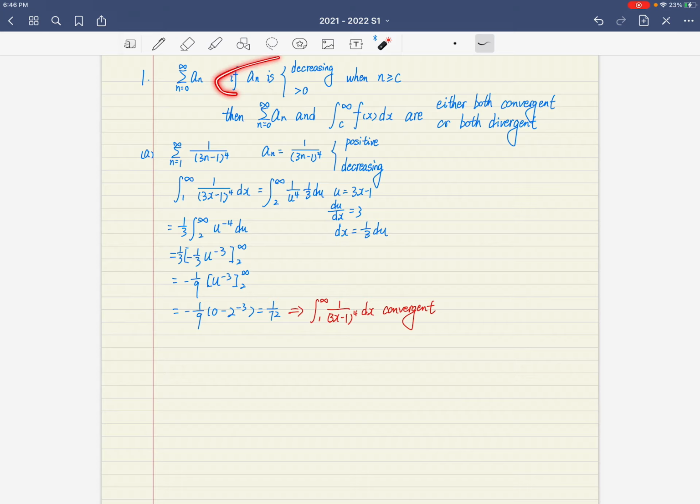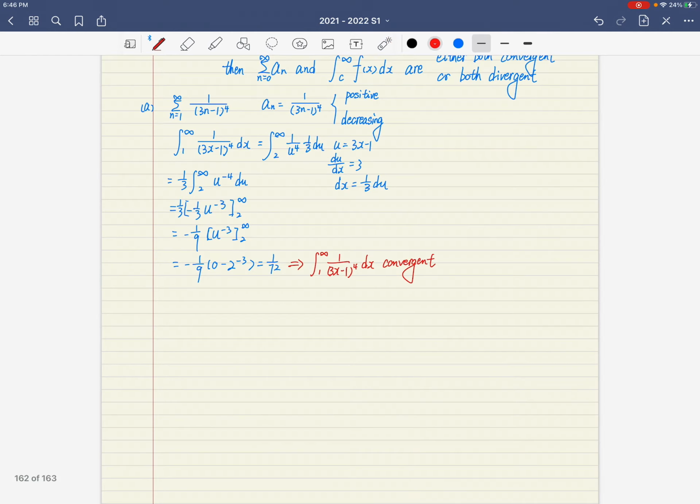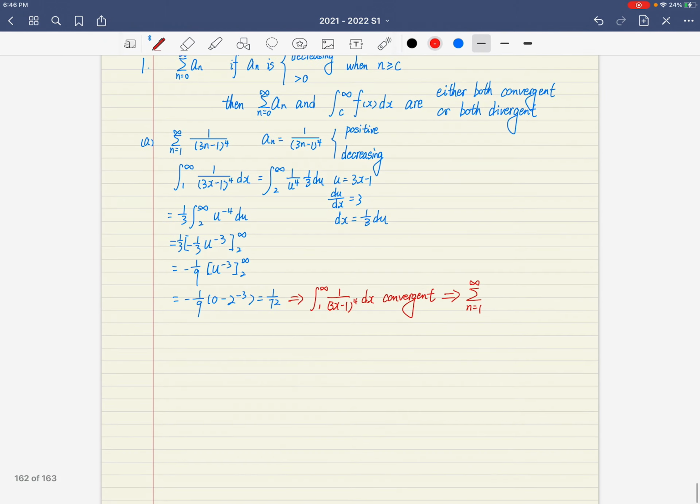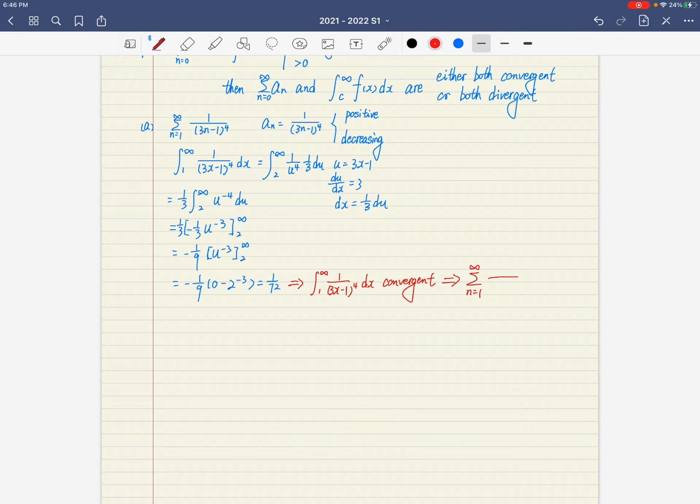Then just now we said if a_n is decreasing but always positive, then the series and the improper integral are either both convergent or both divergent. So you already know the integral is convergent, so the series is also convergent. That's the logic of the integral test.